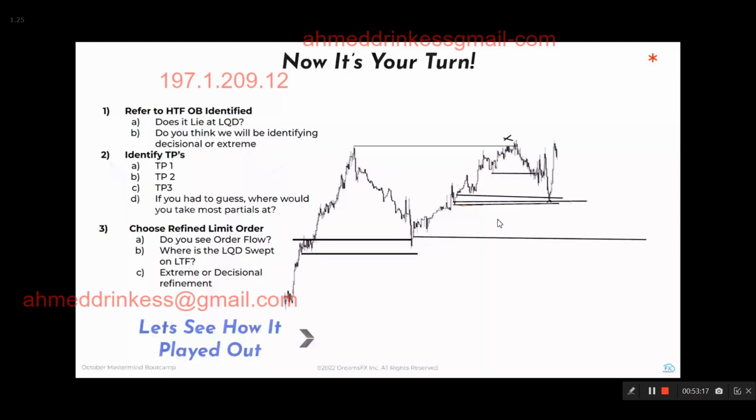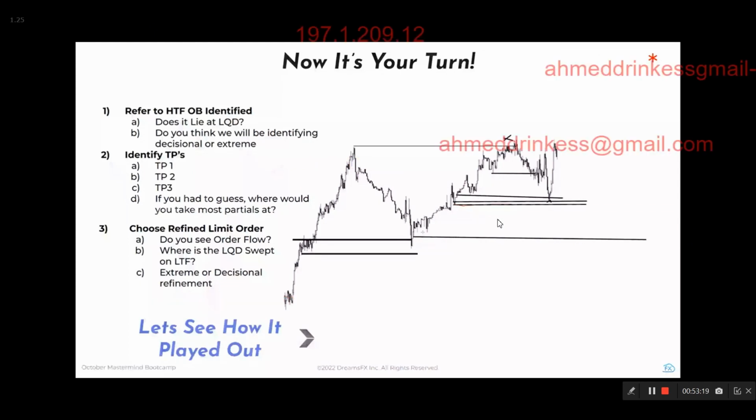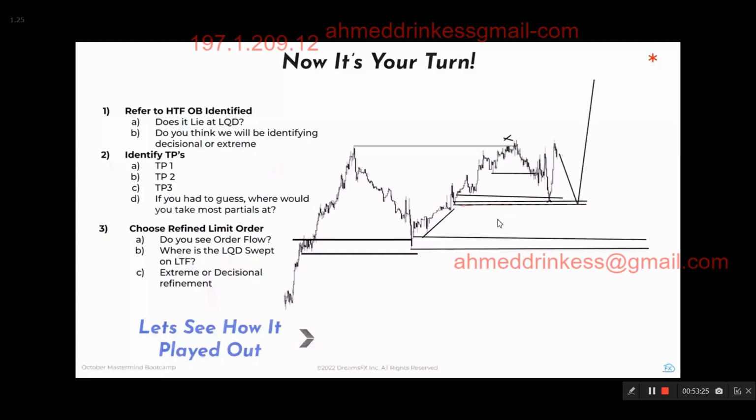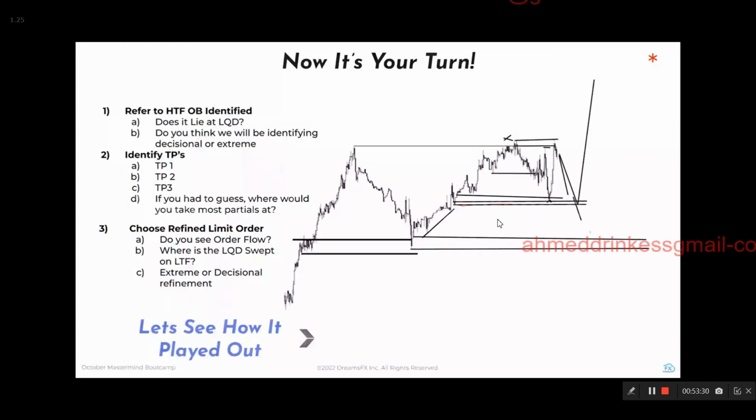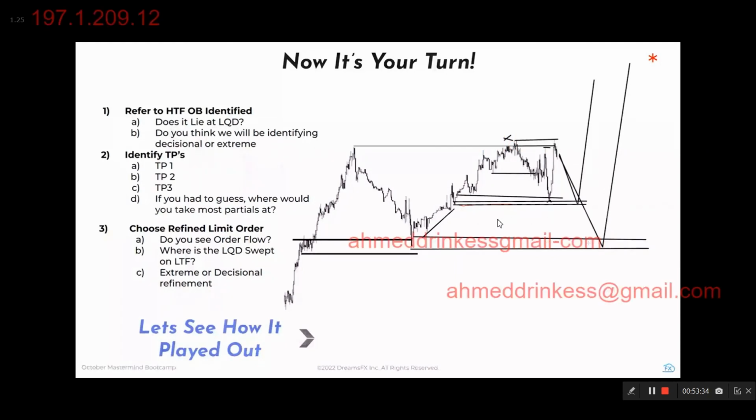Again, I personally wouldn't choose this as a decisional, but to each their own, right? You have a whole wall over here, and then you have your extreme down here. So what's it going to do? Is it going to come down to here and go higher, or induce, mitigate, and then come down to here and then go higher? Well, if I had to bet, I would say the second one.